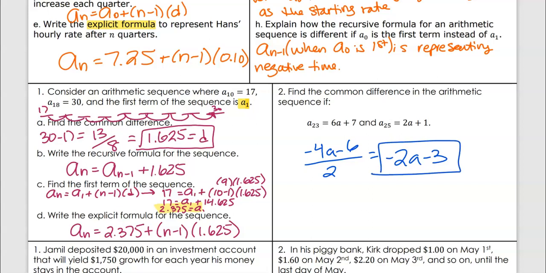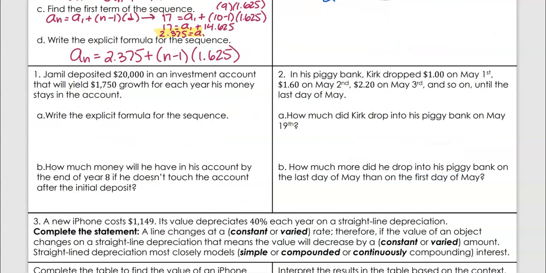Good. You're essentially finding the slope of the linear model, okay? Rise over run, how does it change over how many steps we took to get there? All right, now let's do 2 real-world examples, okay? Jamil deposited $20,000 in an investment account that will yield $1,750 growth for each year his money stays in the account. Looks familiar, doesn't it? Like we kind of did stuff with the finances last week. See how it's being tied together? Write an explicit formula for the sequence.